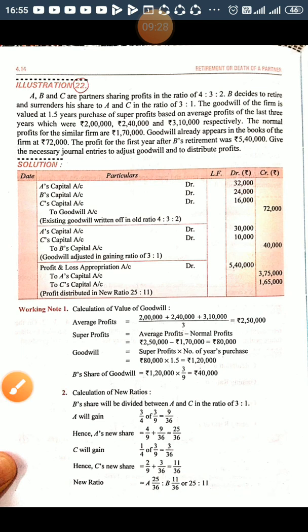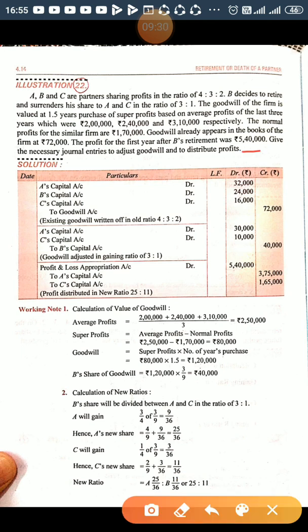So the profit after the retirement of B will be shared or distributed among the remaining partners or continuing partners, and here A and C are the remaining partners. They will share this profit in their new profit sharing ratio, and their new profit sharing ratio we have calculated just now is 25 is to 11.